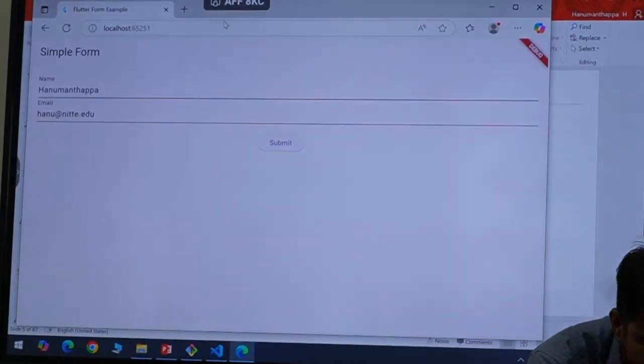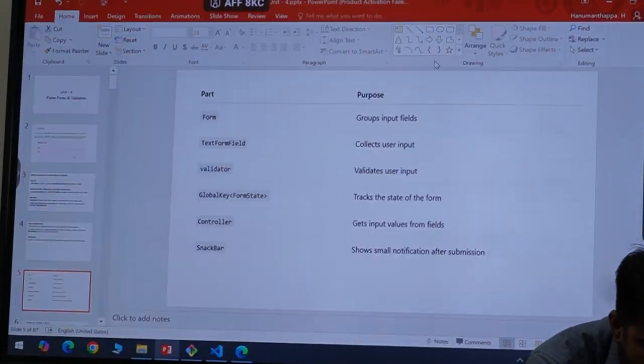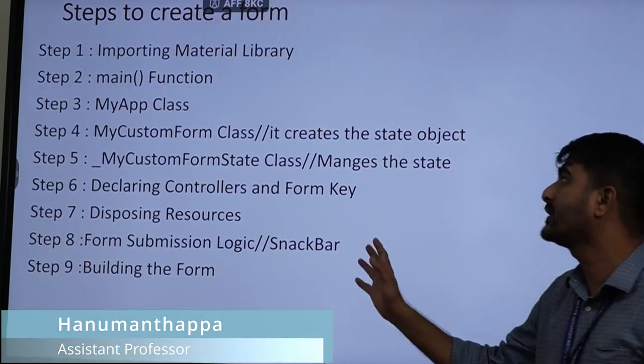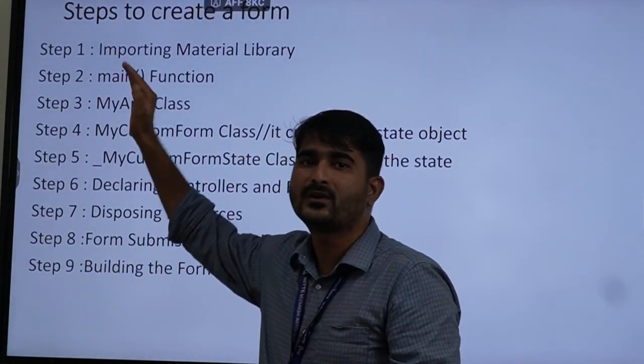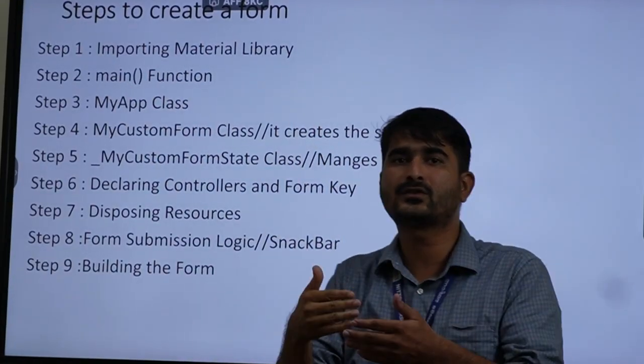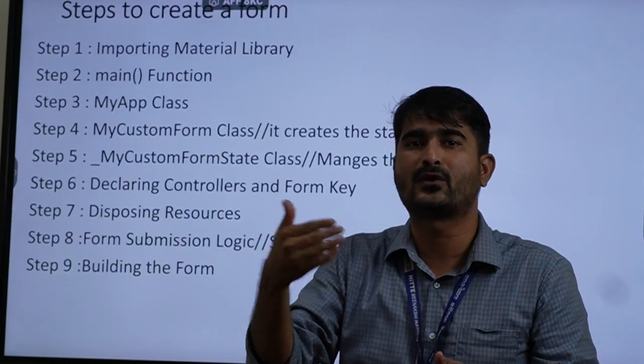Now to create this Google form, I will be explaining the code step by step. There are 9 steps I will be following to create a Google form. Step 1 is about importing the material library. Here, I have to use the MaterialApp widget. I have to use the Scaffold widget.